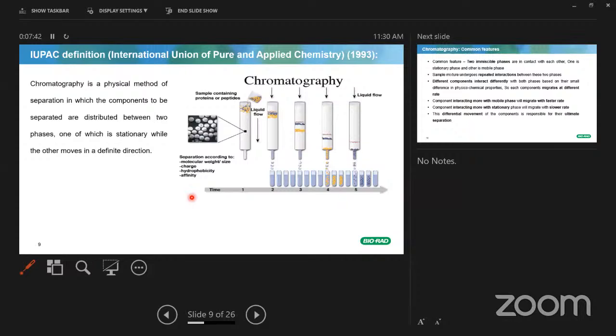Now, in terms of the definition with respect to the IUPAC, which is basically the International Union of Pure and Applied Chemistry, where they do nomenclatures of the technique: chromatography is a physical method for separating out compounds.